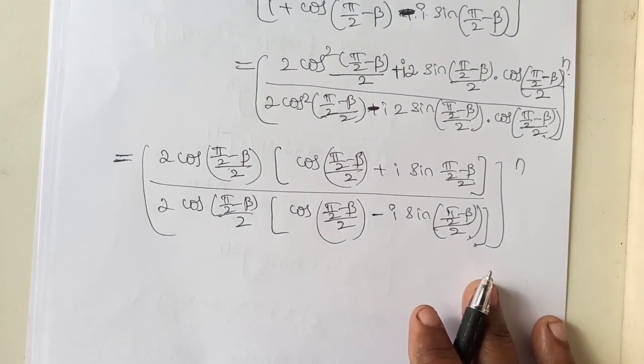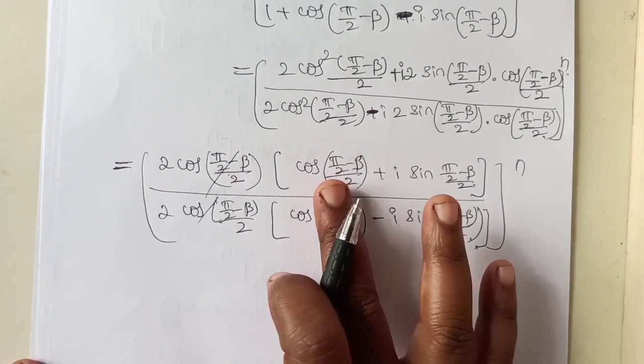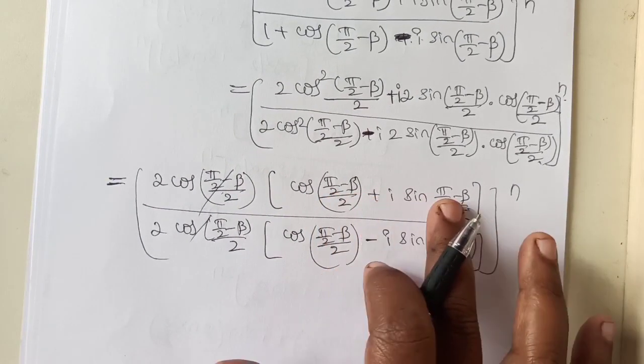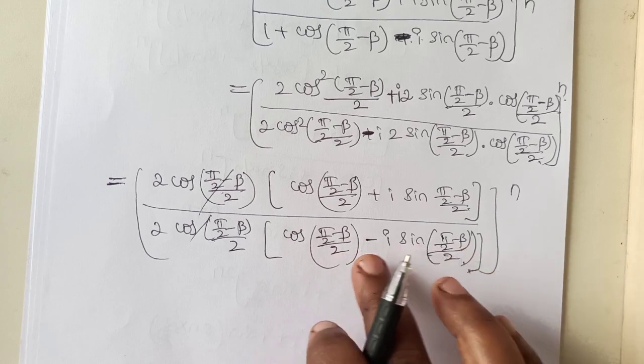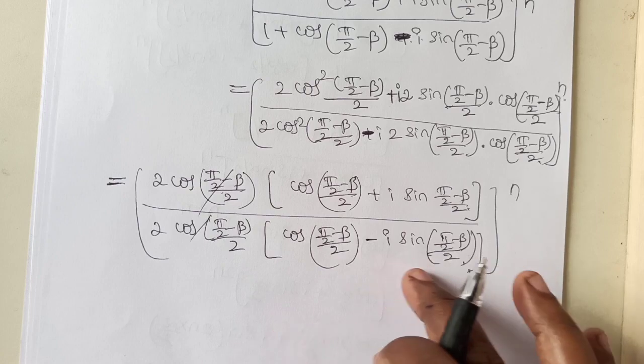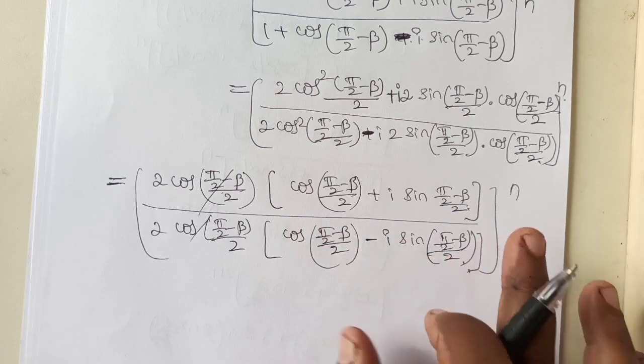Okay, now here 2 cos theta by 2 cancels. Now we got cos plus I sin form. Again in the denominator also we have cos minus I sin form. So here we can apply the de Moivre's theorem, that means this minus can be written as power minus 1.